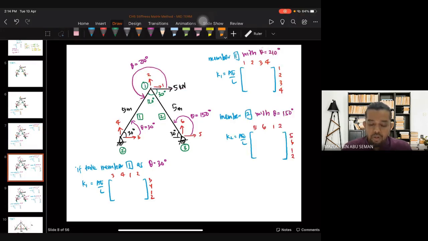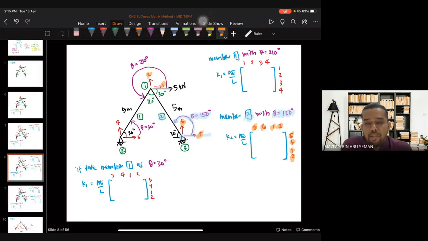Then we go for member 2. So member 2 is here. We want to take the angle at joint 3. So from positive x-axis to the member, theta is 150. Then numbering for that matrix will be 5, 6, 1, 2. Right, clear?